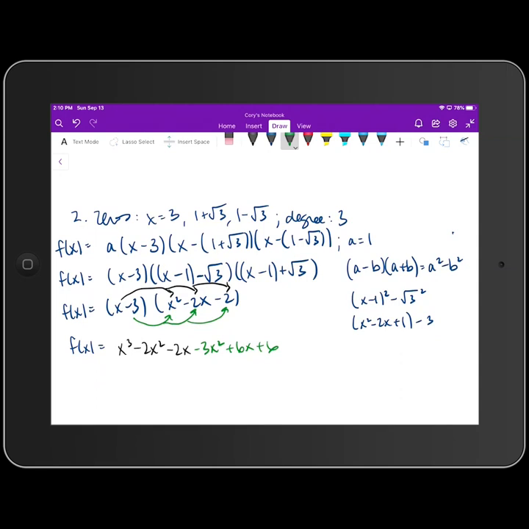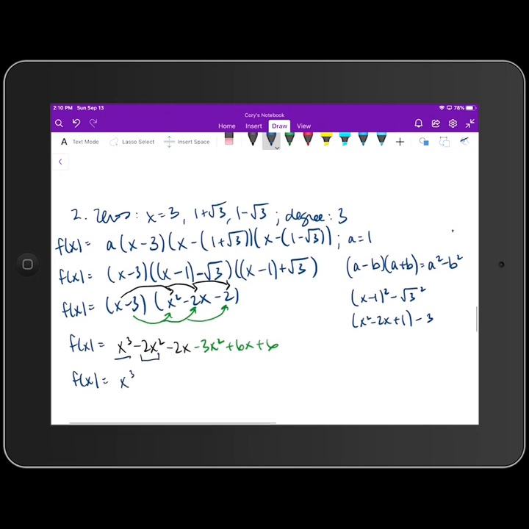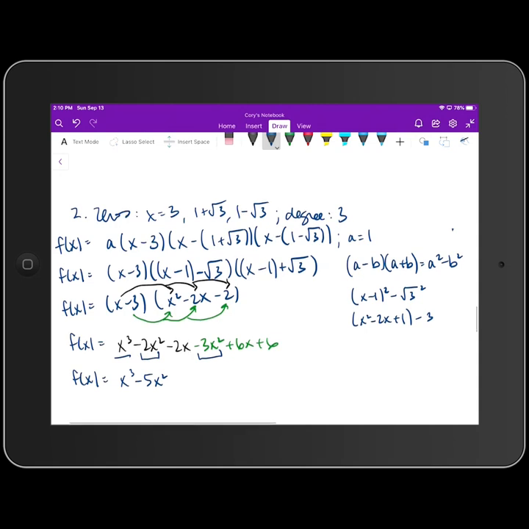Okay, so all I want to do now is combine like terms. So we get f of x equal to, that's my only cubed term. My squared terms are negative 2x squared and negative 3x squared, which makes negative 5x squared. My x terms are negative 2x plus 6x, which adds up to positive 4x. And then my constant term is plus 6. All right, and that is the polynomial that gives us those zeros and has the given degree.